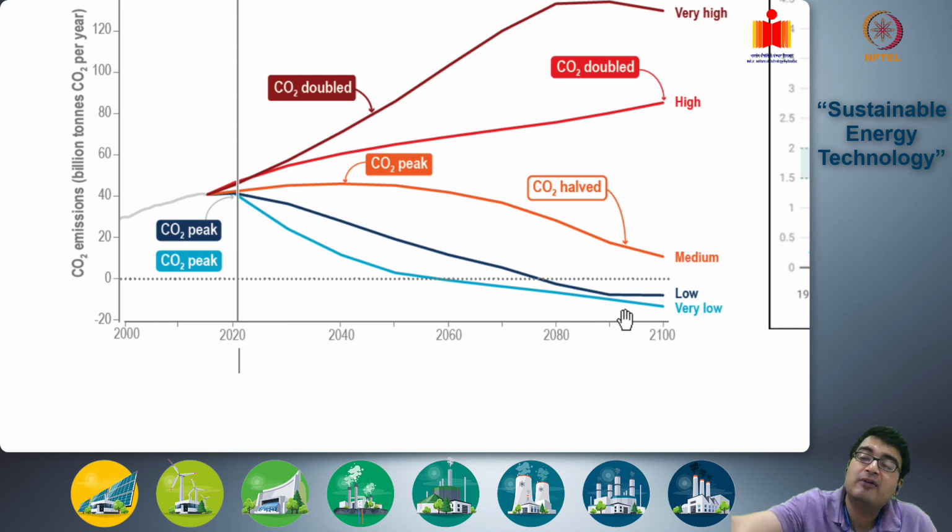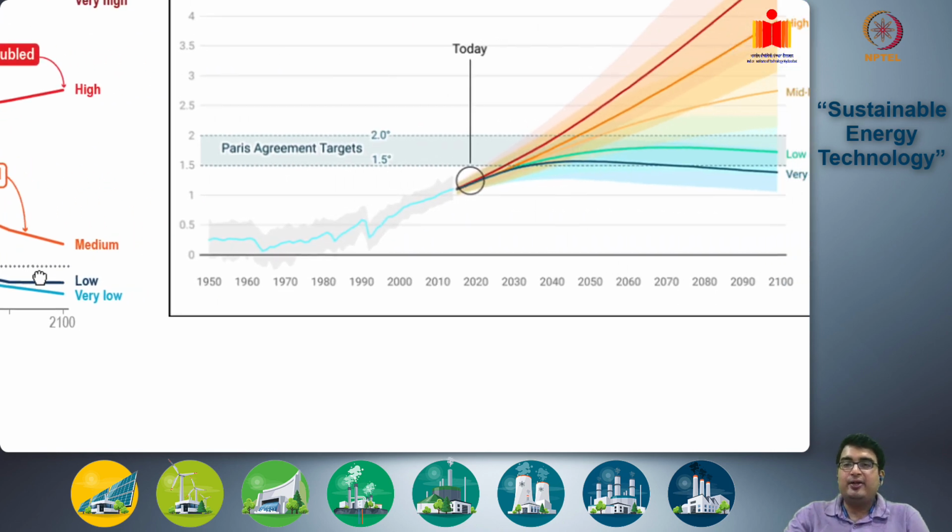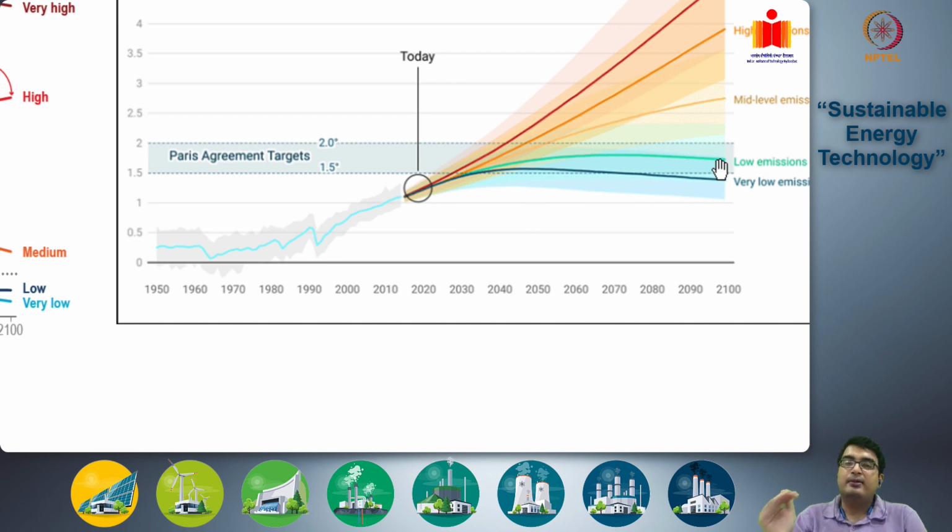This can happen through reforestation efforts. This can happen through carbon capture directly from air. So those kinds of technologies will be deployed more and more by 2060 or 2080 onwards. So only for these scenarios will our temperature rise stay within our 2 degree centigrade Paris climate agreement. Okay.